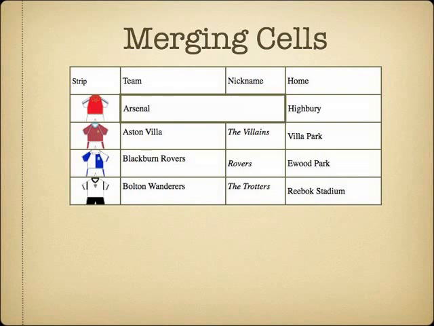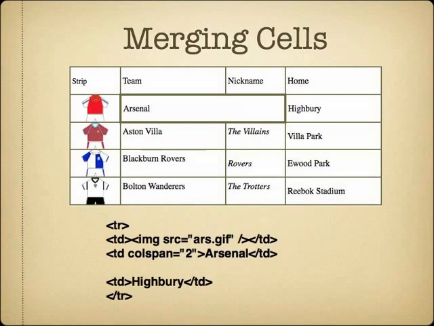Now, this table here has 4 rows and 5 columns. So naturally enough, that gives us 20 cells. But it's actually possible to merge 2 cells together. So in row 2 here, we have Arsenal and the Gunners. It's possible to merge these 2 cells into one single larger cell. We do that using the colspan attribute of the TD tag.